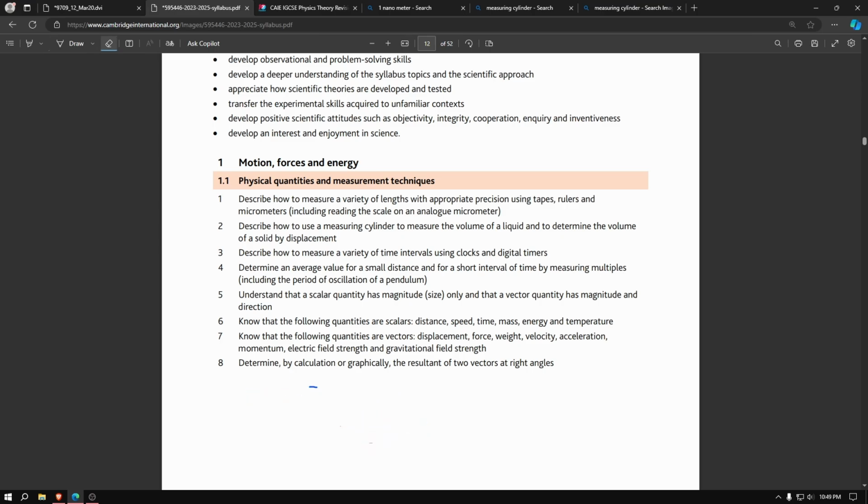So take a reading of the distance and of the short interval of time by using multiples. This is what they mean by measuring multiples: you measure something multiple times. And the short time interval is the same thing.